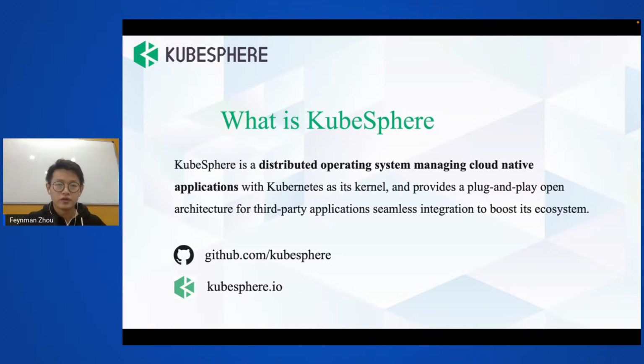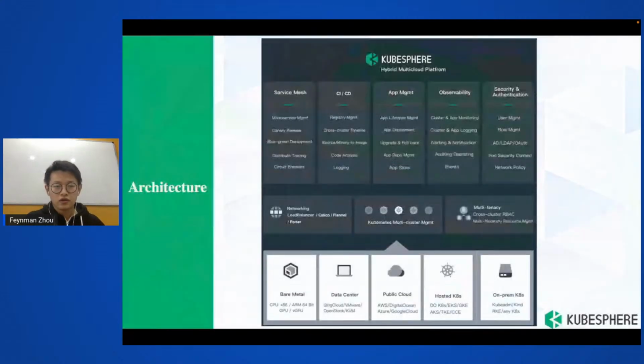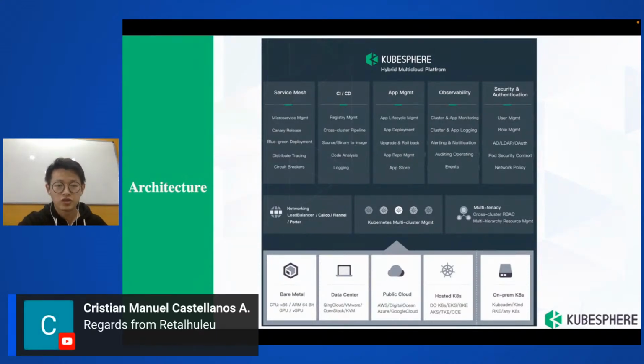Actually, KubeSphere is a Kubernetes distribution, so you can imagine Kubernetes is its kernel. This is the GitHub address for the KubeSphere organization. If you want to install it yourself, you can jump into the official website, kubesphere.io. Generally speaking, KubeSphere provides a wide range of features including service mesh, CI/CD pipeline, application lifecycle management, observability, and security and authentication.